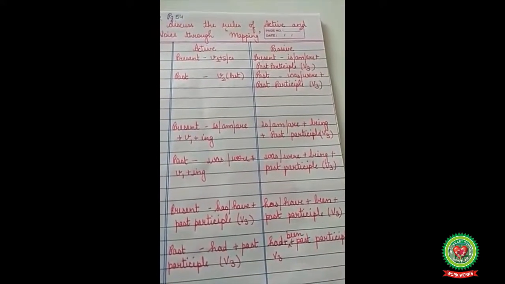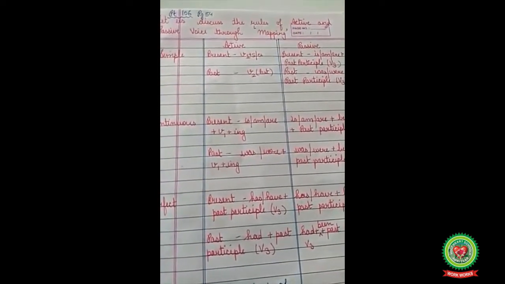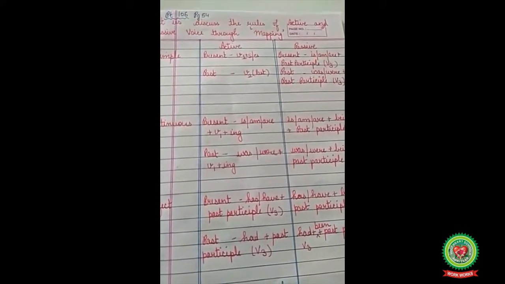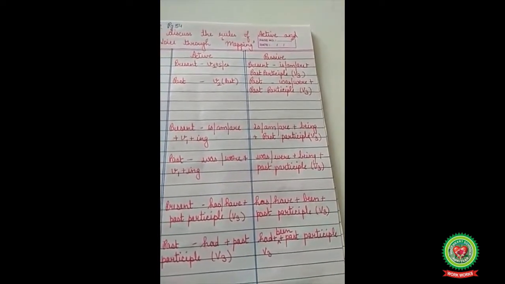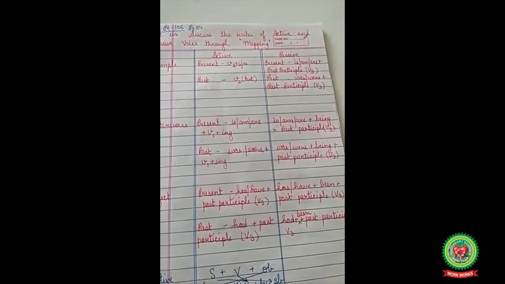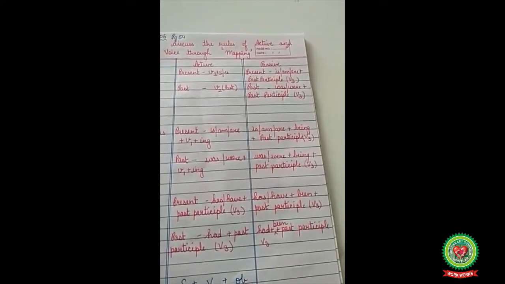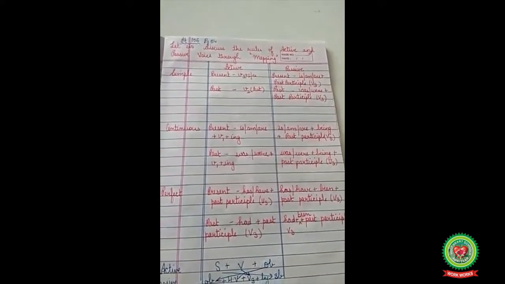In present continuous tense, it is is/am/are plus V1 plus ing, whereas in passive it is is/am/are plus being plus past participle, that is V3. In past continuous active, it is was/were plus V1 plus ing, whereas in passive it is was/were plus being plus the past participle form of the verb. In present perfect, we have has/have plus the past participle form of the verb V3, whereas in passive it is has/have plus been plus the past participle form of the verb V3.